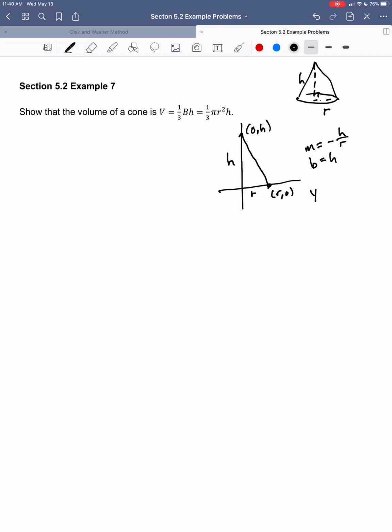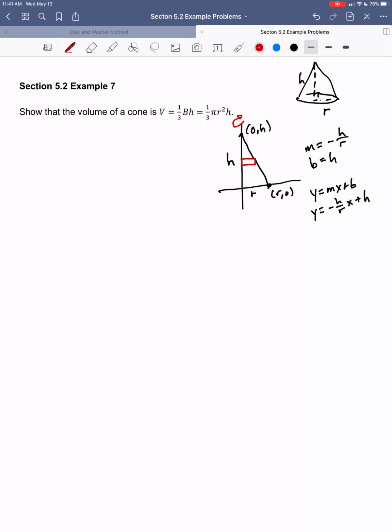So this line, mx plus b, is going to be negative h over r x plus h. Right? That's the equation of that line. And now I'm going to want to rotate that around the y-axis. So I'm going to want my rectangles to look like this.